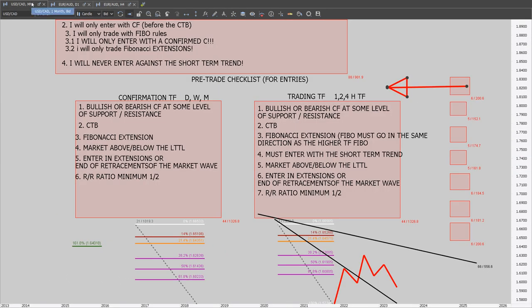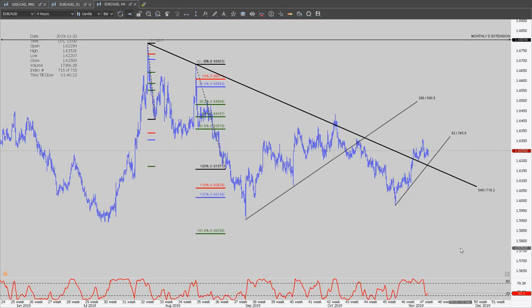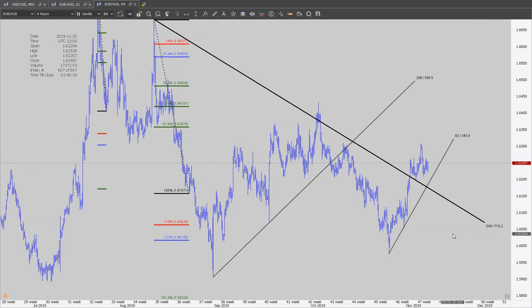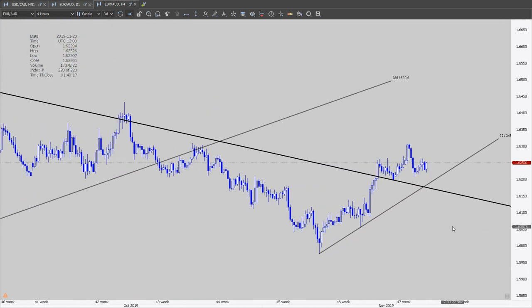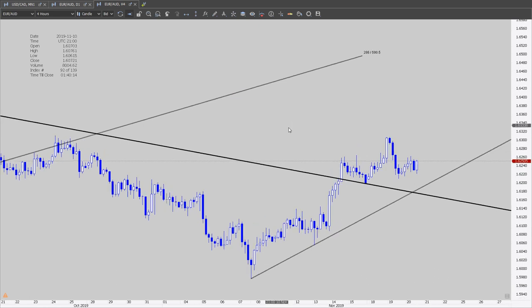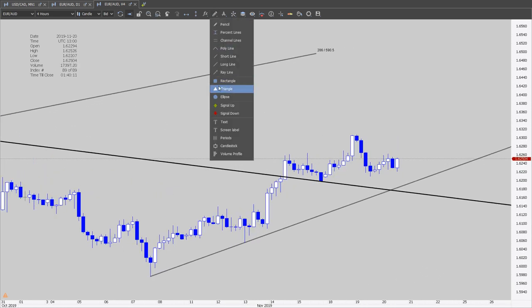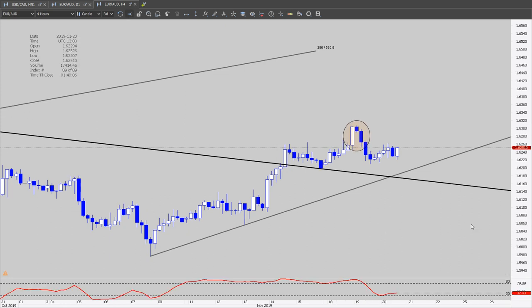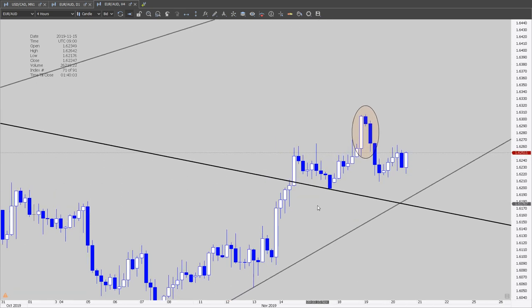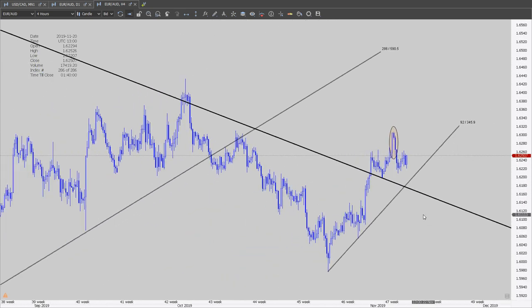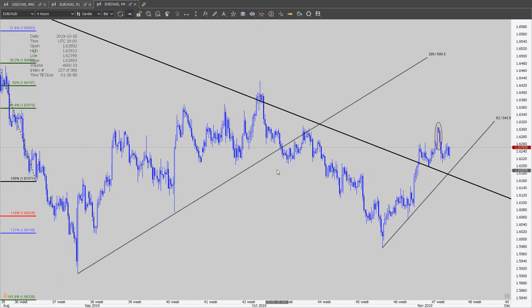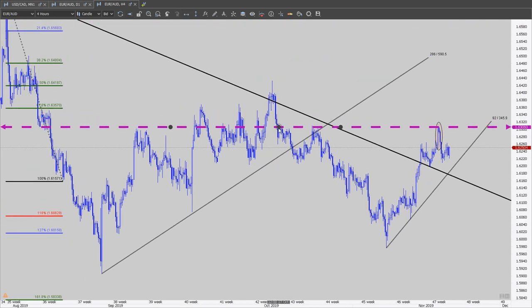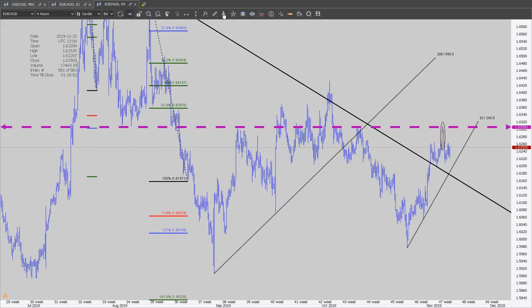Now let's go: bullish or bearish candlestick formation at some level of support resistance. So I want to short the market. I have done Fibonaccis. I want to short the market, and let me see. Okay, so I do have, everybody, a bearish candlestick formation in here. It's not the perfect one. Let me see if I have some past resistance, right? Okay, I have past resistance here, right?